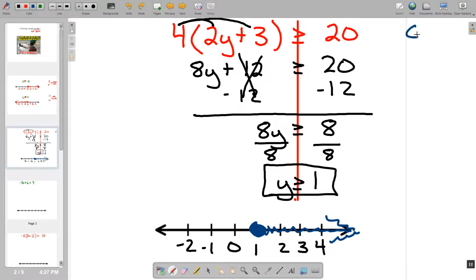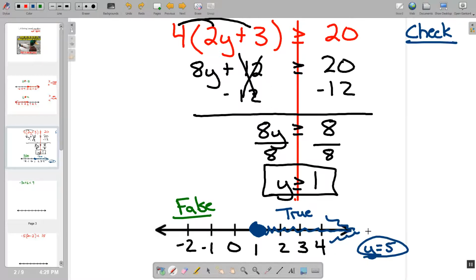In order to check my answer, I have to take one true number and one false number and plug it back into the original equation. Anything shaded should make a true statement when I plug it back into the top. Anything in the unshaded portion should make a false statement when I plug it back into the top. So I can pick any number in my solution. I'm actually going to pick the number 5, because it's in the shaded portion over here.